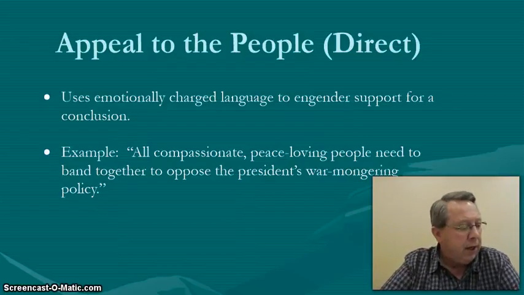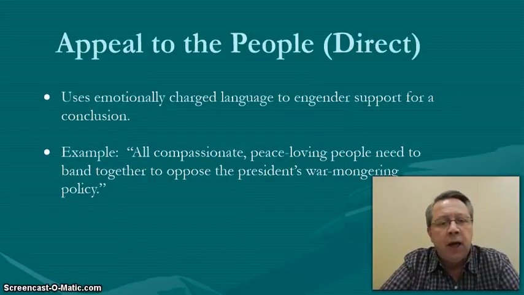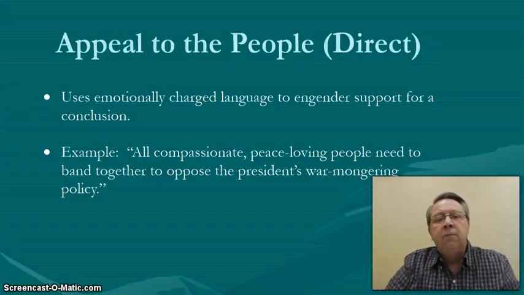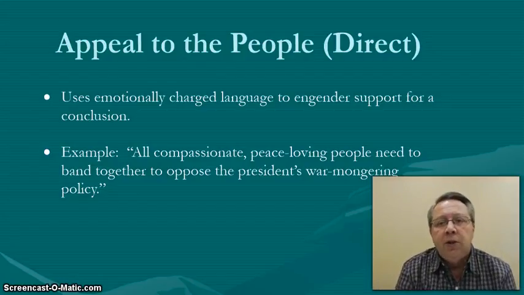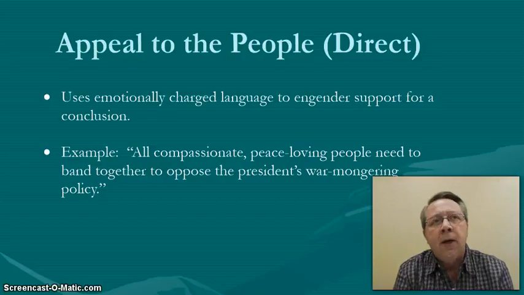A third one would be what we call the appeal to people. And there's two types. There's a direct and there's an indirect. So first look at the direct one. It uses emotionally charged language to engender support of a conclusion. So I'm going to get you to support my conclusion by playing on your emotion, right?